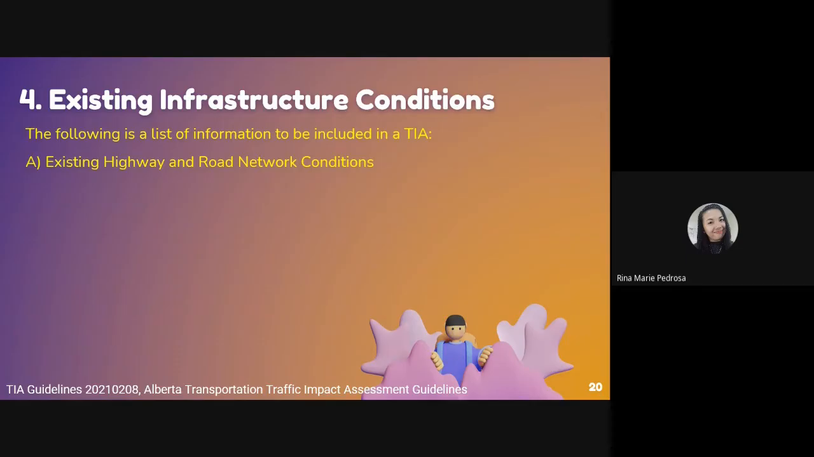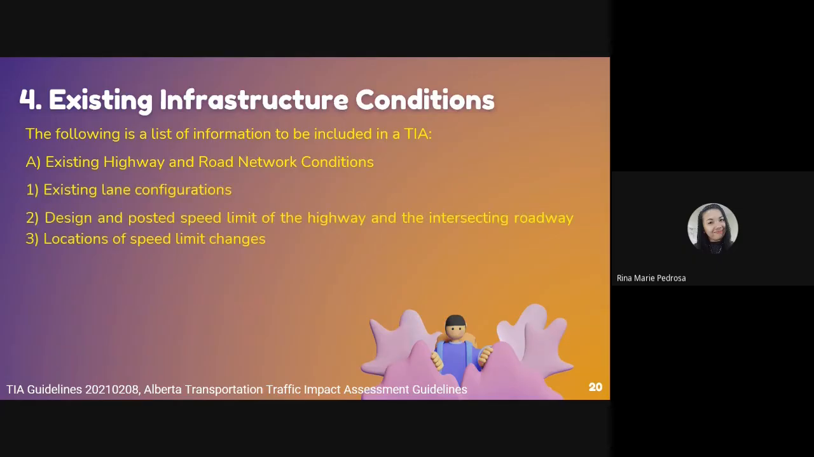It is recommended that a site visit or inspection be conducted as part of our TIA. So the following is a list of information to be included in a TIA, starting with the existing highway and road network conditions. First, it should have the existing lane configuration, design and posted speed limit of the highway and intersecting roadway. Third, the locations of speed limit changes. Fourth, pavement width, so the lane, the shoulder, and the median width, and lane markings.